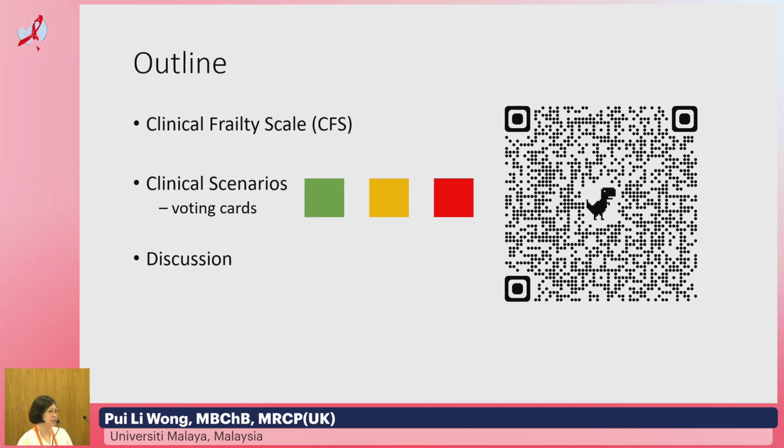And so hopefully each of you would have had 3 colored cards, and if you do not have a handout, you can also scan that QR code. And just a note that 2 of the QR codes don't work on the handout, but the one in the middle does, all right? And then we will end the session with some discussion.